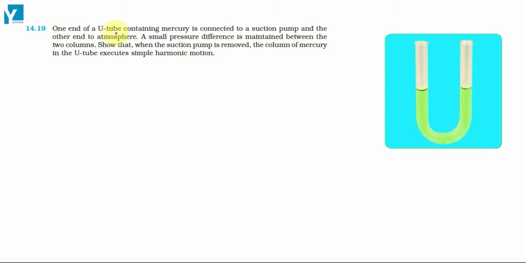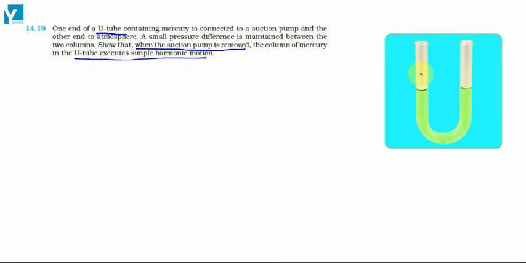One end of a U-tube containing mercury is connected to a suction pump and the other end to the atmosphere. A small pressure difference is maintained between the two columns so that when the suction pump is removed, the column of mercury in the U-tube executes simple harmonic motion.